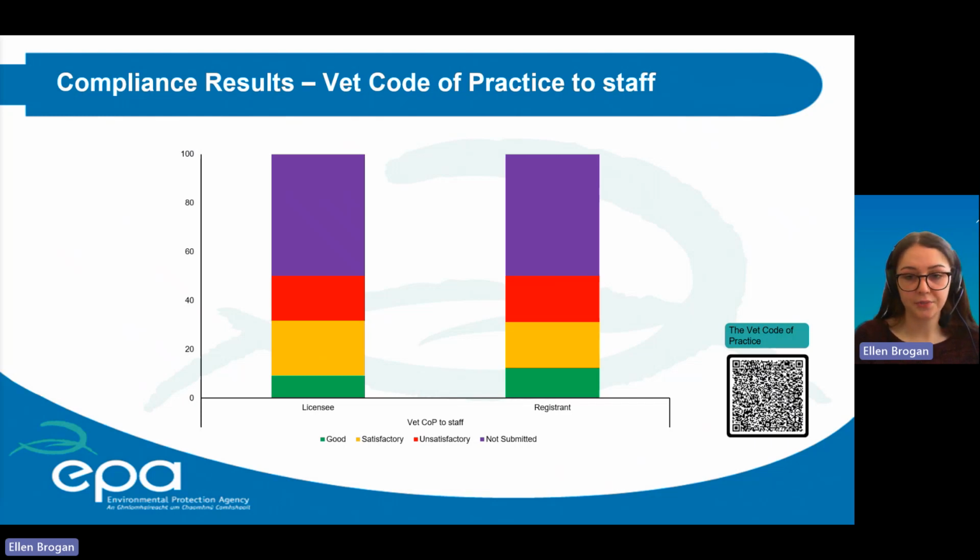So the records were considered to be good when they had the name of the employee, their position, the date that the vet code of practice was given, and a signature. So only 5% of licensees provided what is considered to be good, and 13% of registrants provided a good record. But the majority of both licensees and registrants didn't submit any record of this provision at all. And the main reason is because they said they were unaware of this requirement.